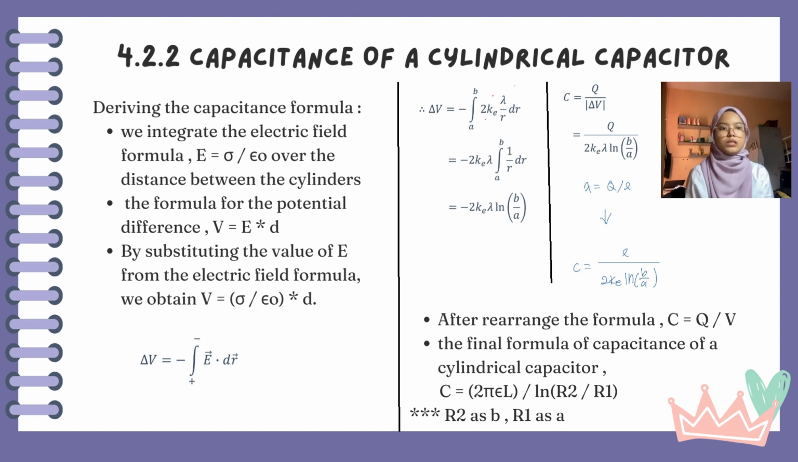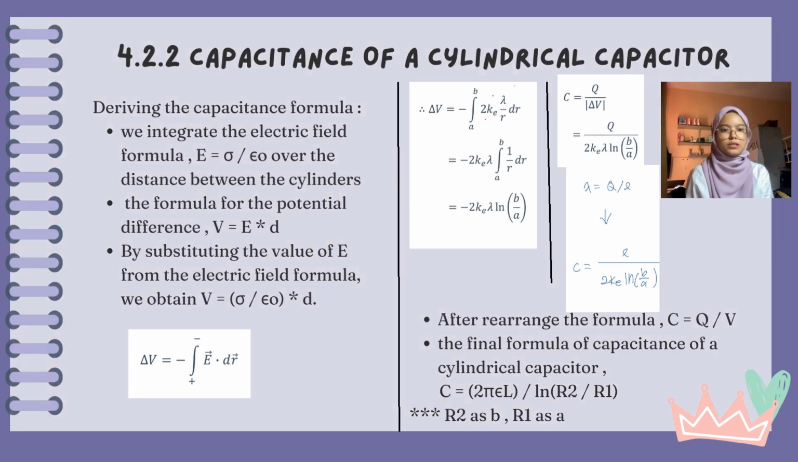Rearranging the capacitance formula, C equals Q over V, we arrive at the final formula, C equals 2 pi times epsilon naught times length over log R2 over R1, where L is the length of the cylinders. In conclusion, the capacitance of a cylindrical capacitor is a fundamental property that depends on the radius, length, and dielectric properties.